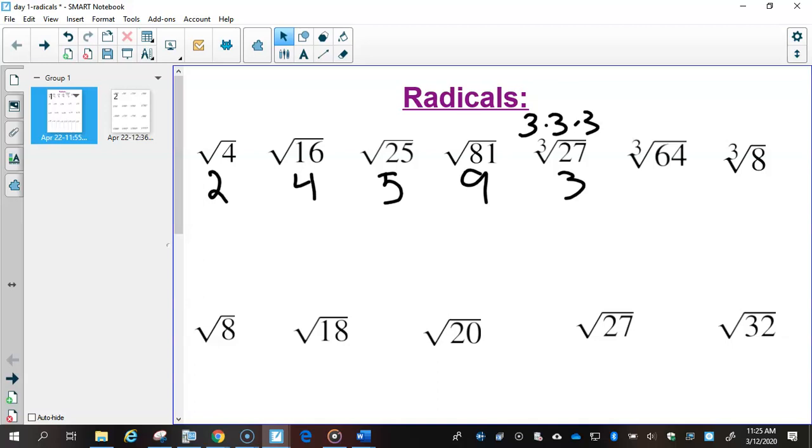What would the cube root of 64 be? 4. Because 4 times 4 is 16, and then 16 times 4 is 64. What about 8? 2.